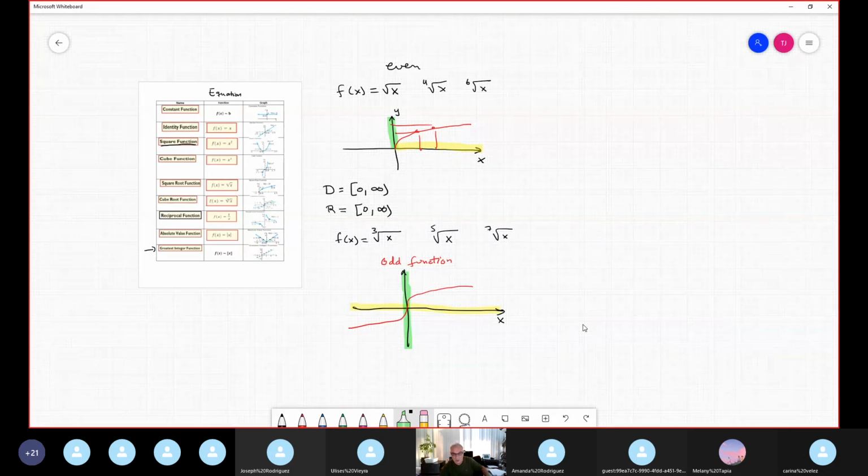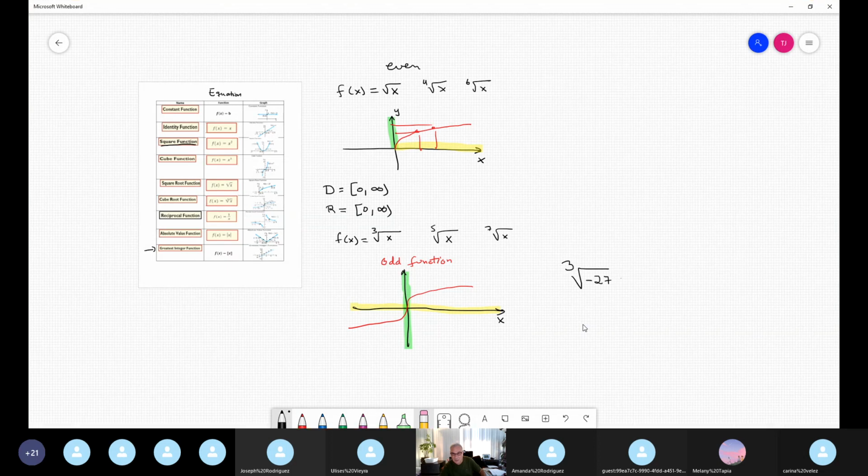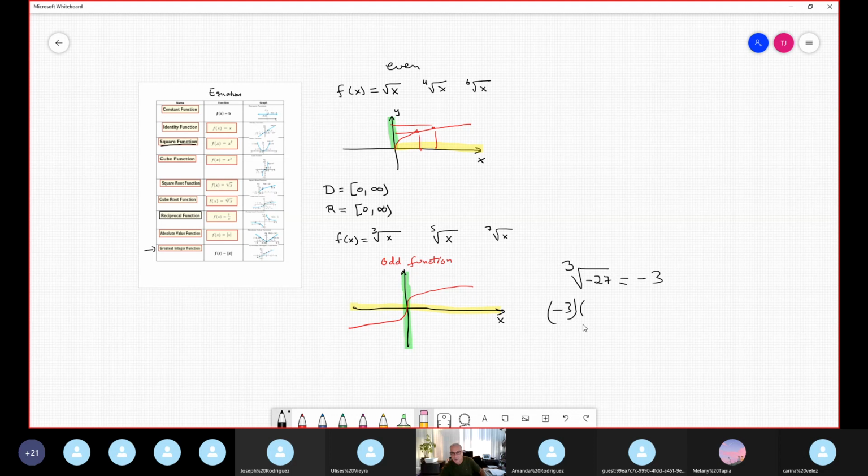Okay, well, what is the reason? Professor, I don't understand very well. Okay, let me explain. For example, the cubic root of negative 27 is negative 3. Why? Because negative 3 times negative 3 times negative 3 is negative 27, exactly the same number inside the radical. Of course, positive happens exactly the same, it's positive 3, no? By the same reason.